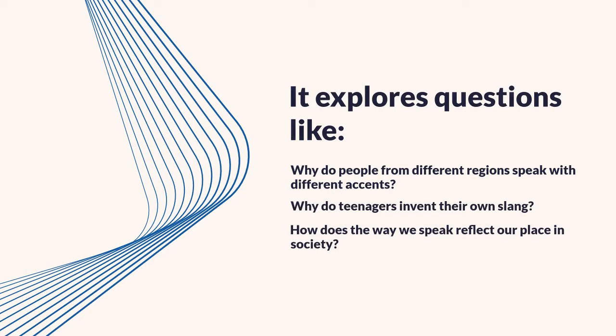Sociolinguistics is all about understanding how language is shaped by social variables like age, gender, ethnicity, class, and even geography. It explores questions like, why do people from different regions speak with different accents? Why do teenagers invent their own slang? And how does the way we speak reflect our place in society?